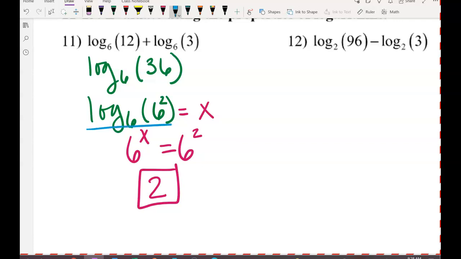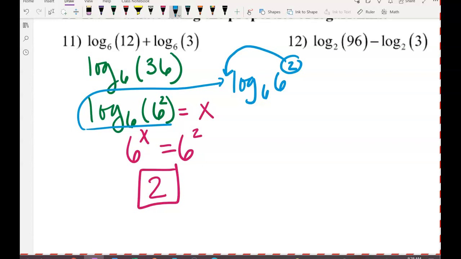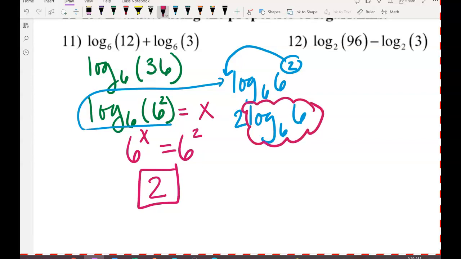Okay. Now I'm going to write this a step further. I'm going to give you another way to go about this. Can you guys see that it is log base 6 of 6 squared? We know that this power becomes what? 2 times log base 6 of 6. I'm going to give you a hint right now. This is always what? Always 1. Okay, that's always 1. So that's 2 times 1. That's why it is 2.